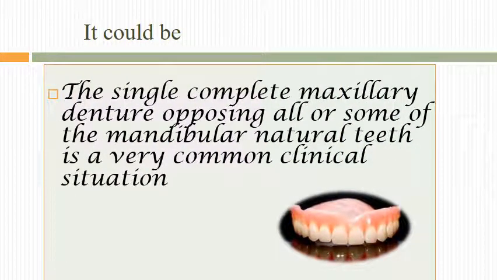It could be a single complete maxillary denture opposing all or some of the mandibular natural teeth. This case of an upper single complete denture opposed by natural dentition is a very common clinical situation. In the dental clinic, the most common case among patients is an upper single complete denture opposed by natural dentition.